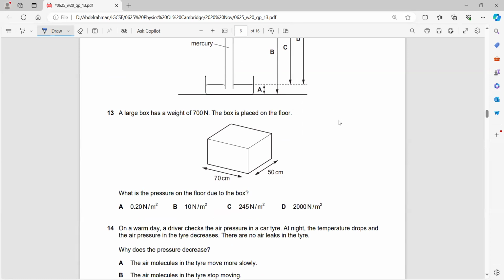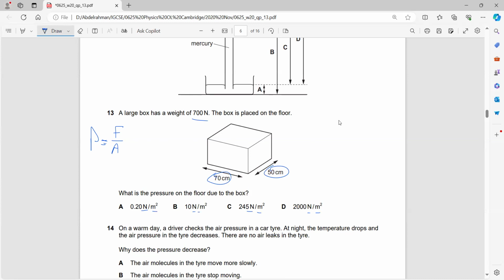A large box has a weight of 700 newtons. Pressure equals force over area. But if you check the answers, they are all in newtons per meter squared, and the dimensions of the box are in centimeters. So you cannot just calculate the area by multiplying 70 times 50. This would be completely wrong.